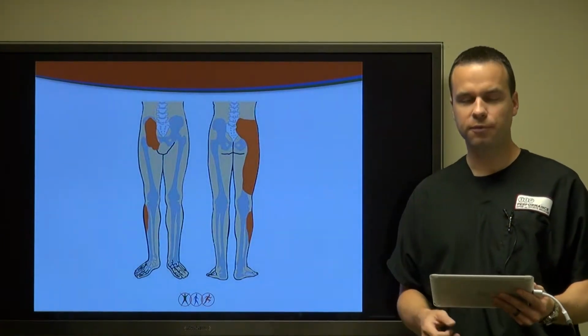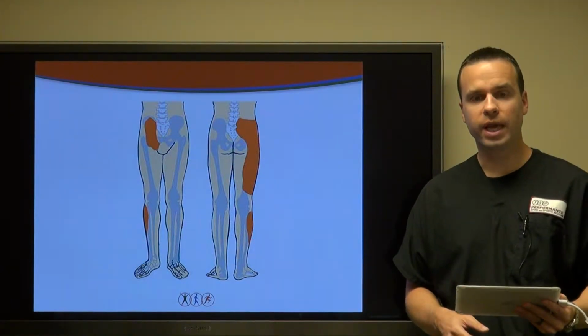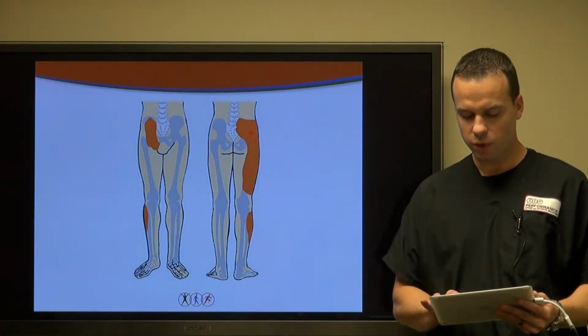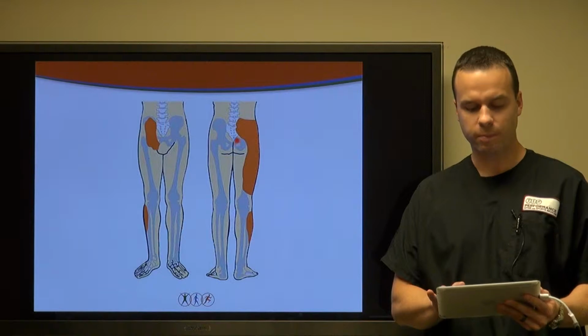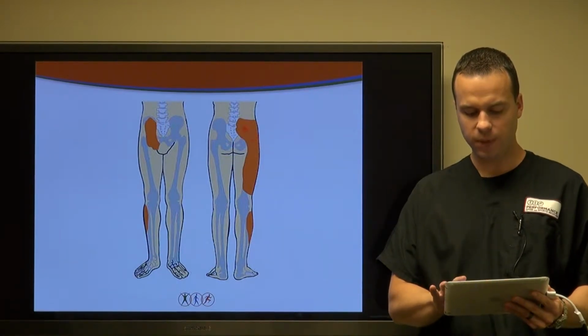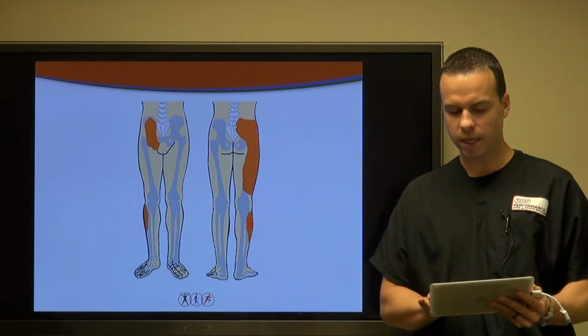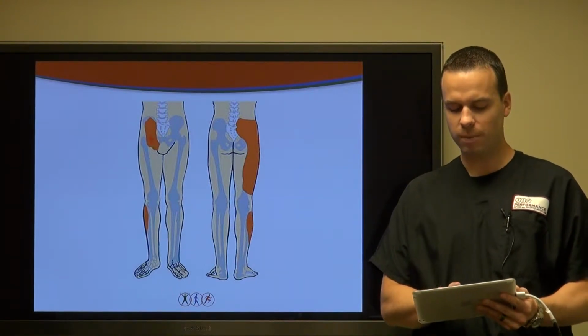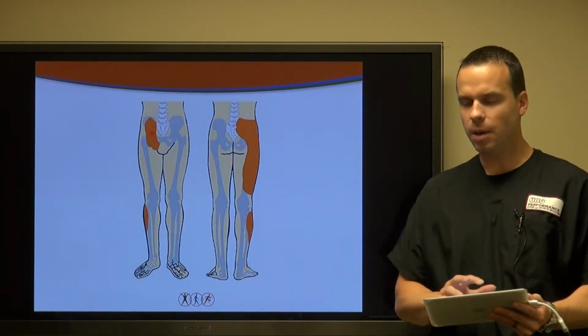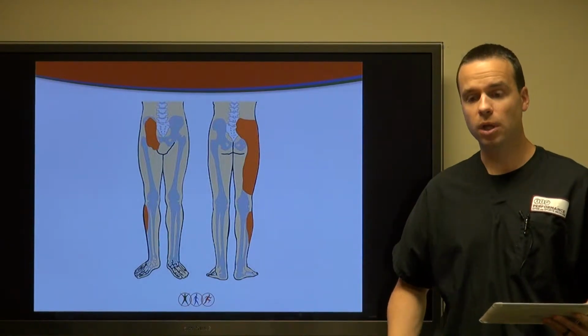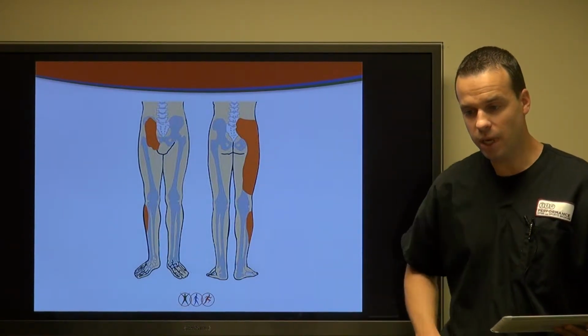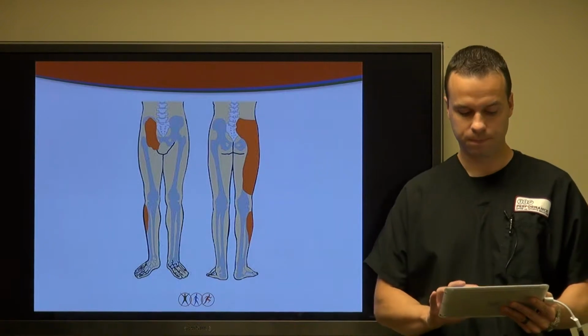Here's a depiction of the referred pain pattern of sacroiliac joint dysfunction. You'll notice that posteriorly or in the back, there's buttock pain and thigh pain, and there may be pain in the lateral leg. And some patients will describe pain here anteriorly because the joint is three-dimensional, so you may have pain posteriorly and there may be anterior pain as well.